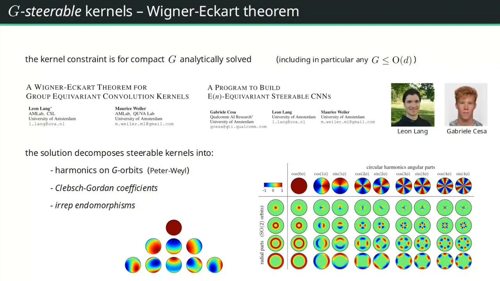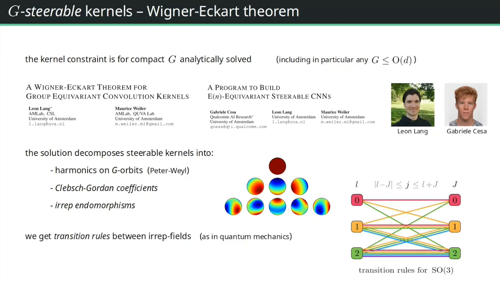But what it basically does is it decomposes steerable kernels into, the most important thing is that we have harmonics on the G orbits. And this is kind of a Peter-Weyl decomposition. If we have functions on our orbits, let's say on a circle, then you can look at any function. And the Peter-Weyl decomposition decomposes this space of functions into irreducible subspaces, and they contain these circular harmonics here in two dimensions. If you are in three dimensions, your orbits are spheres, and then you get these spherical harmonics, which you also have in physics. And so we can build any kernel out of certain harmonics, and then there are also Clebsch-Gordan coefficients going in. And we also have something which is called an irrep endomorphism. And these are actually the trainable parameters then.